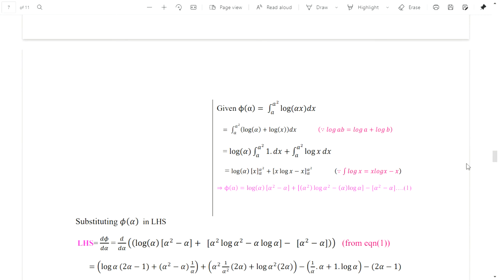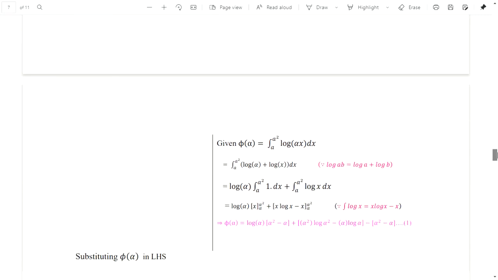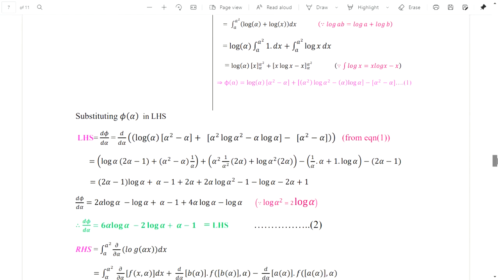Now let us substitute this phi of alpha in LHS of the Leibniz rule, that is d phi by d alpha, which gives LHS is equal to d phi by d alpha, that is equal to d by d alpha of phi. Phi is this complete thing. So d by d alpha of log of alpha into alpha squared minus alpha plus alpha squared into log of alpha squared minus alpha log alpha minus of alpha squared minus alpha. Now we have to find the differentiation of this entire function with respect to alpha. Let us see how to find it.